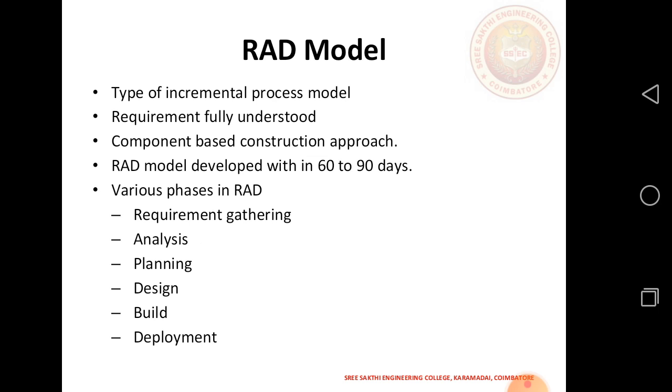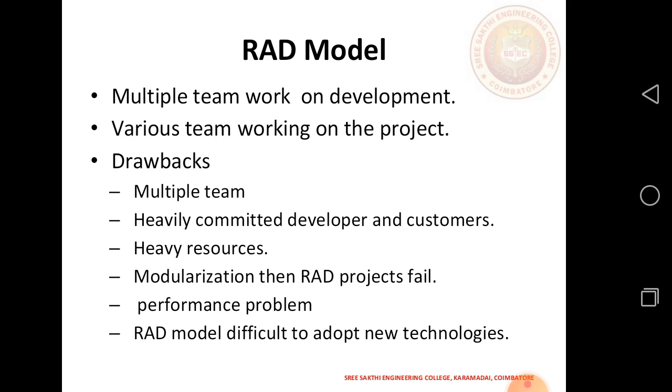Requirement gathering is nothing but collecting the information from the end user. Based on the information, designing the process is what analysis is. Based on the analysis, you consider the planning for the entire process, and then develop the code, test the entire process, and deploy the project. In the RAD model, multiple teams work on the development, and various teams work on the project.